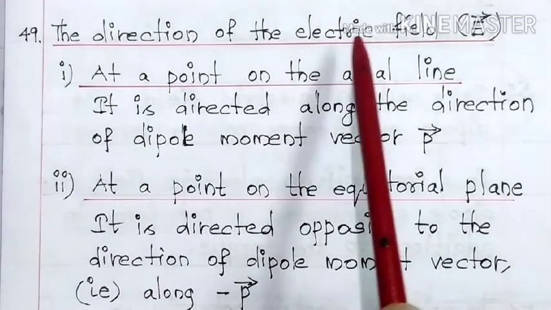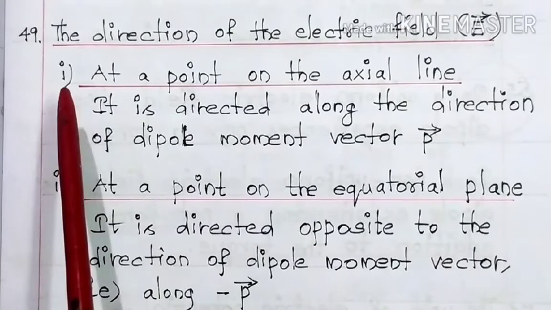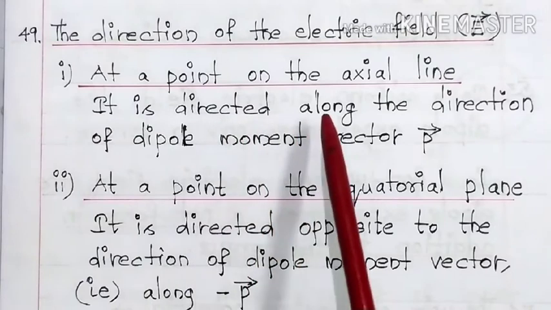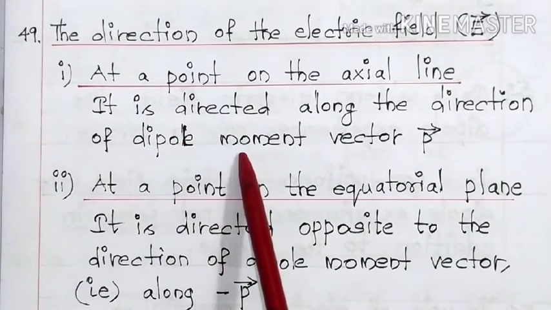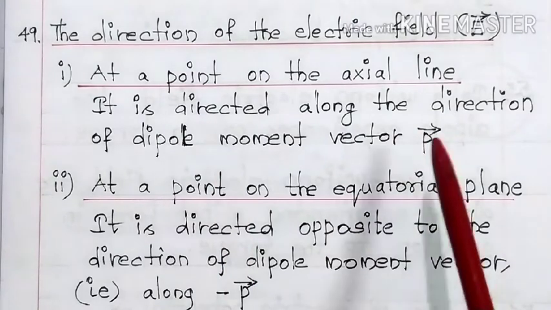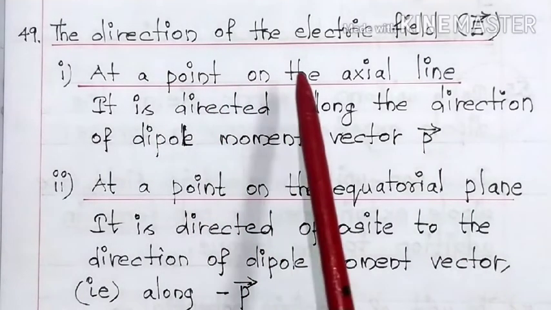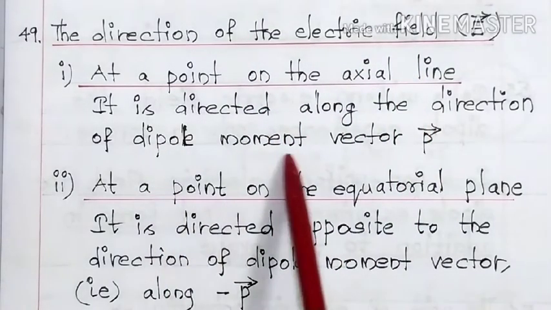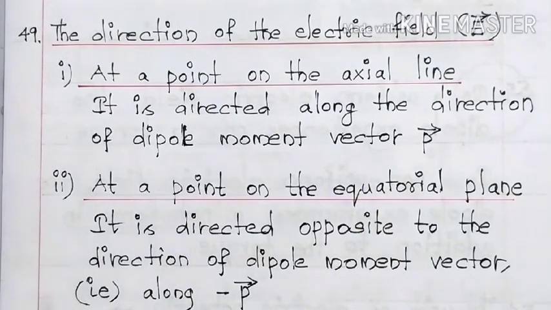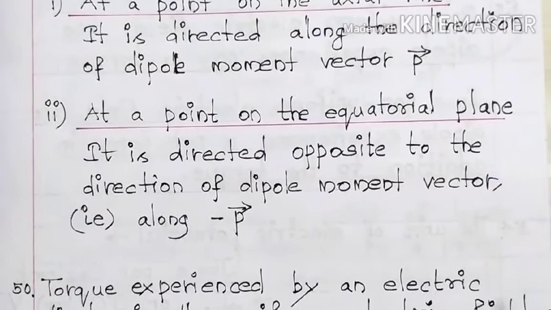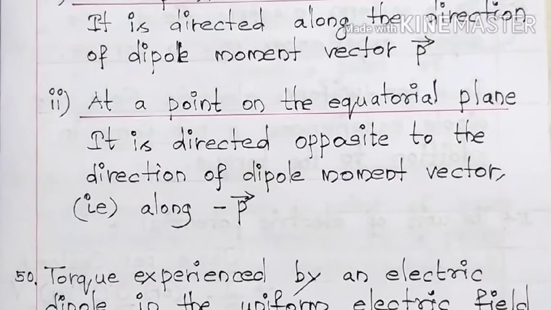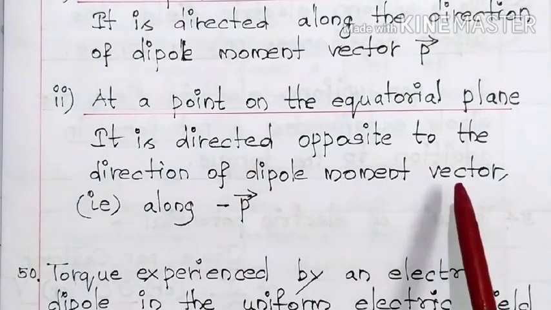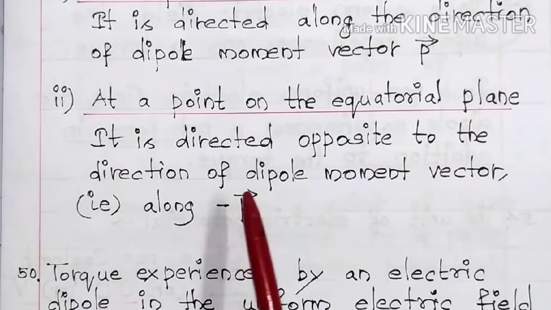The direction of the electric field E vector. Number 1, at a point on the axial line, it is directed along the direction of dipole moment vector, that is P vector. Second one is at a point on the equatorial plane. It is directed opposite to the direction of the dipole moment vector, that is along minus P vector.